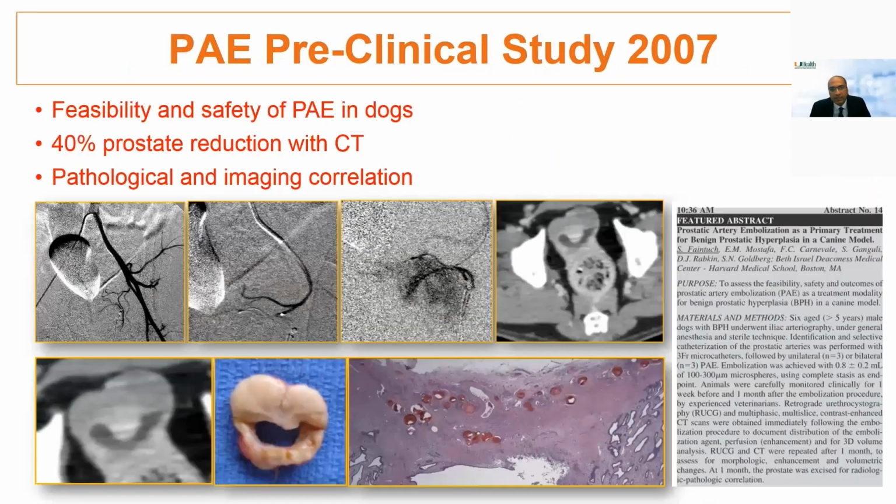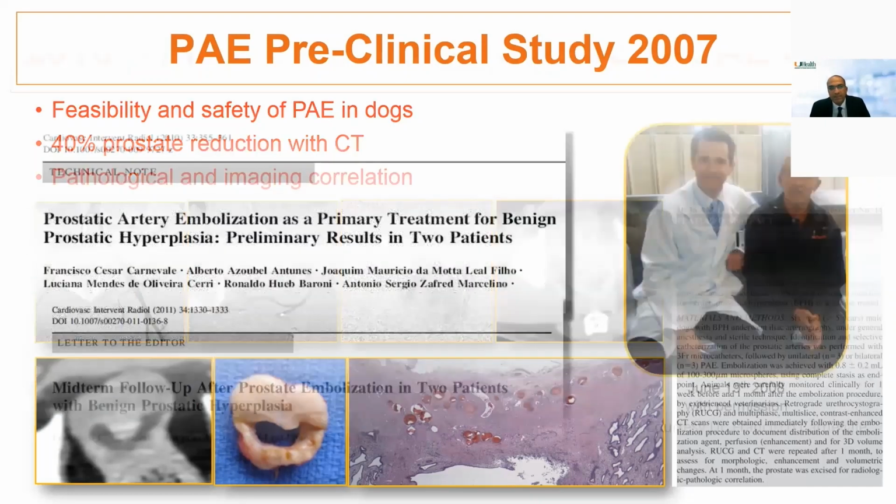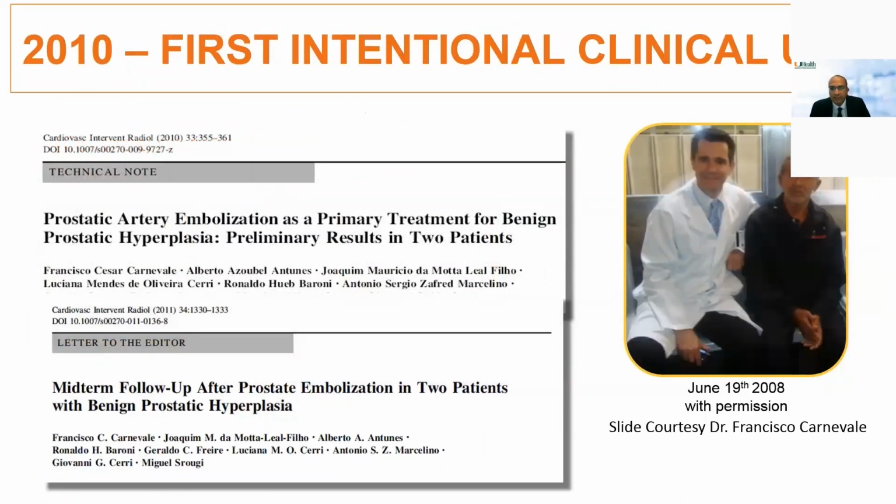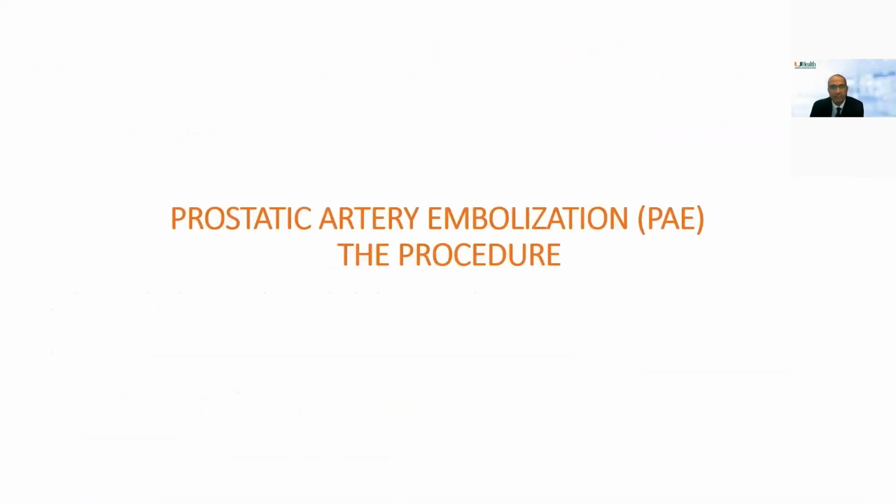When it comes to preclinical study, the feasibility and safety of PAE was first studied in dogs in 2007, 2008, actually in 3 different sites. And all those showed 40% prostate reduction with CT with pathological and imaging correlation. First intentional use, 2010, 2 patients in Sao Paulo, Brazil, Dr. Carnevale, who is actually a dear friend. So he actually did the first group in 2009 and presented in 2010. And at the same time, Portugal did their first 15 cases.